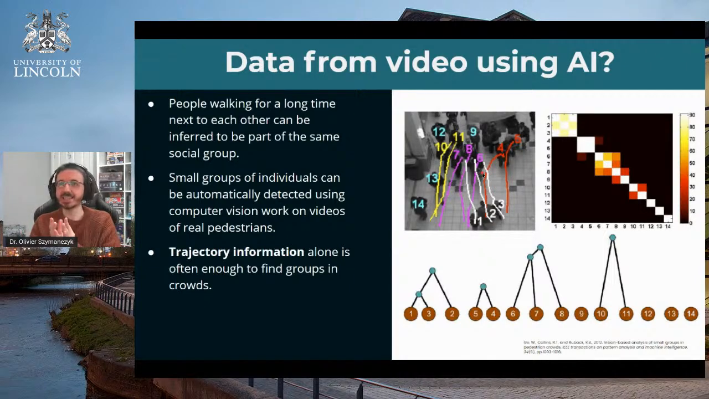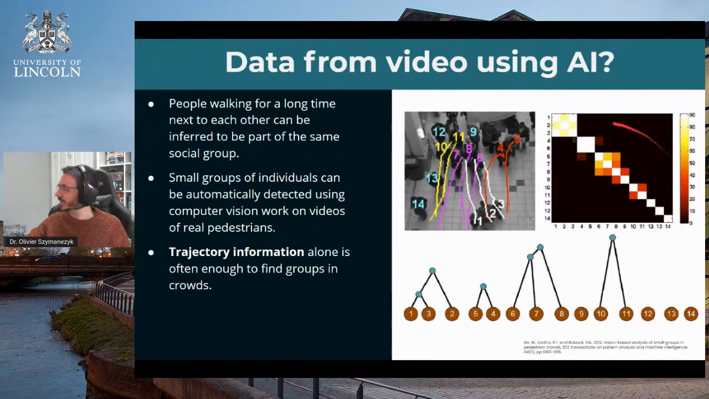And what some scientists said is that using the trajectories of those individuals in a video, we can detect small groups. Basically, it's just saying people who are observed to walk next to each other for a long amount of time can be assumed to be part of the same group. Makes sense, because if you are in a real crowd and you're walking next to another person, well, you tend to know that person. You tend to socialize and talk with that person. You wouldn't walk very closely next to a random person that you don't know for a long amount of time. That would be very, very weird.